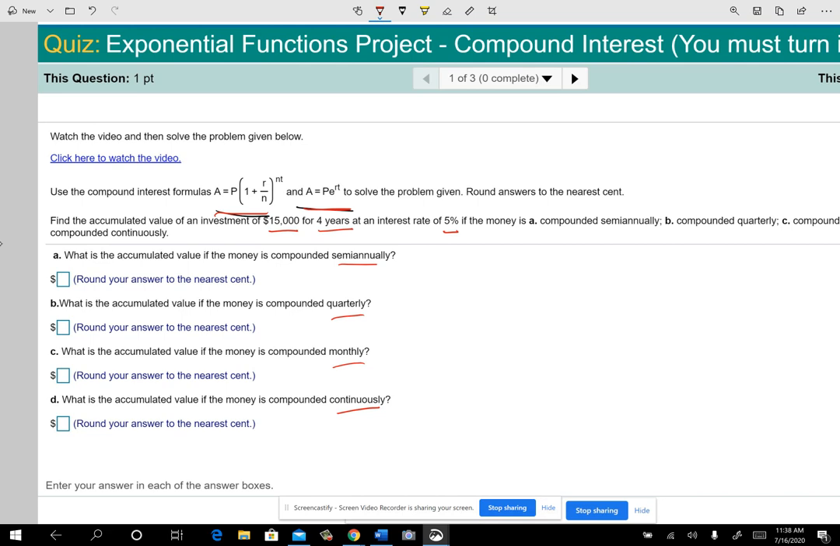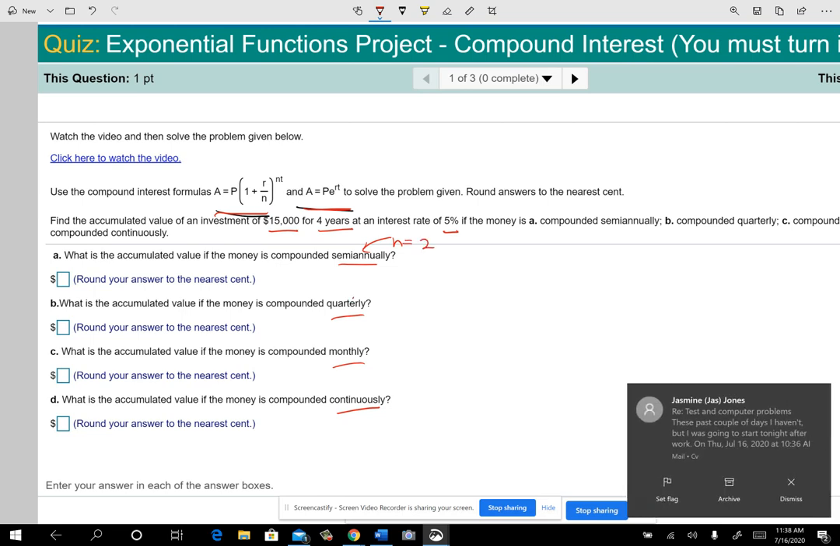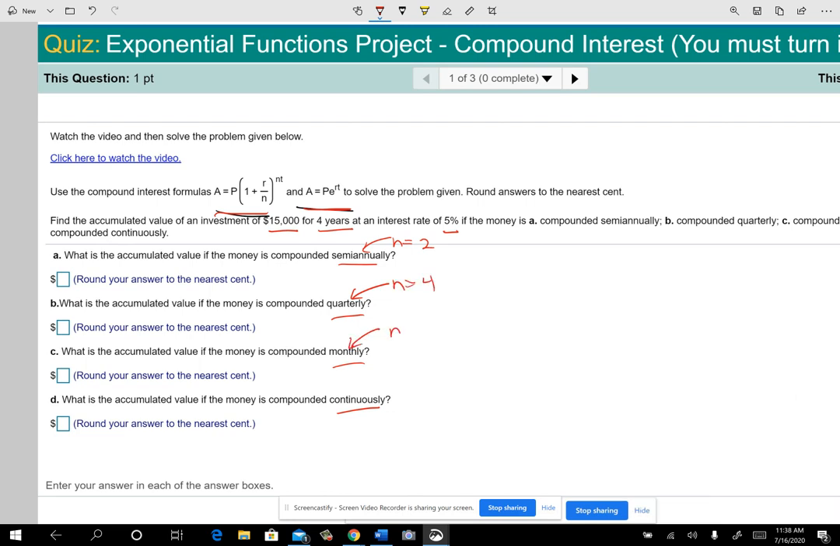If it's semi-annually, they'll calculate interest twice a year, so N would be 2. If it's quarterly, it'd be N equals 4. If it's monthly, it'd be N equals 12. And then continuously is like N is infinity, so you can't really plug in the number. So when it's continuously, you use the other formula, the one that looks like this.